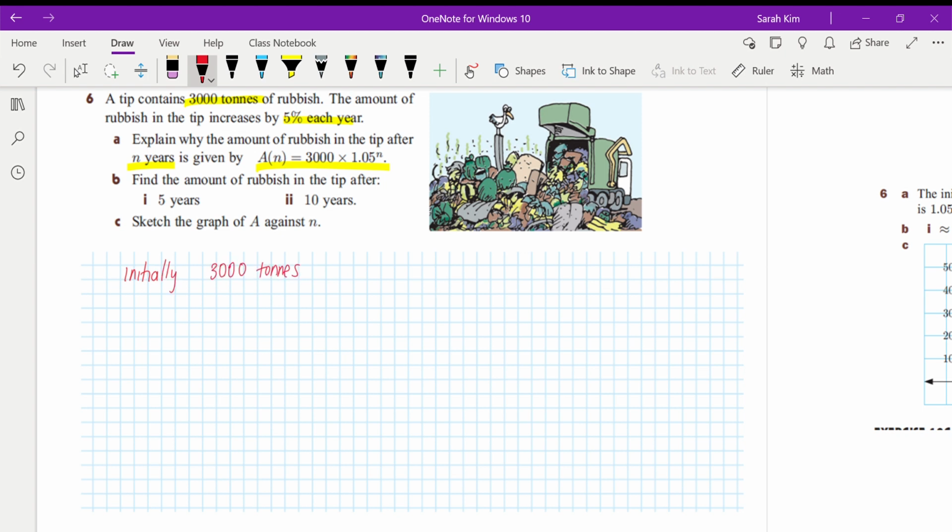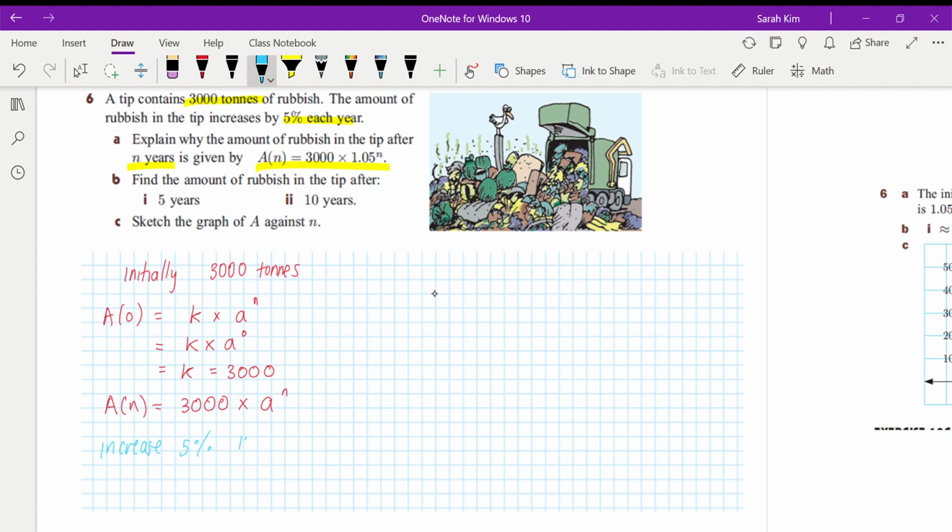Hopefully by now you understand that initially means when n is 0. We've got a general formula that's k times a to the power of n. Basically k times a to the power of 0 becomes just k, and that's 3,000 tonnes. So we can substitute this value, 3,000, into k, and we're just going to figure out the a value.